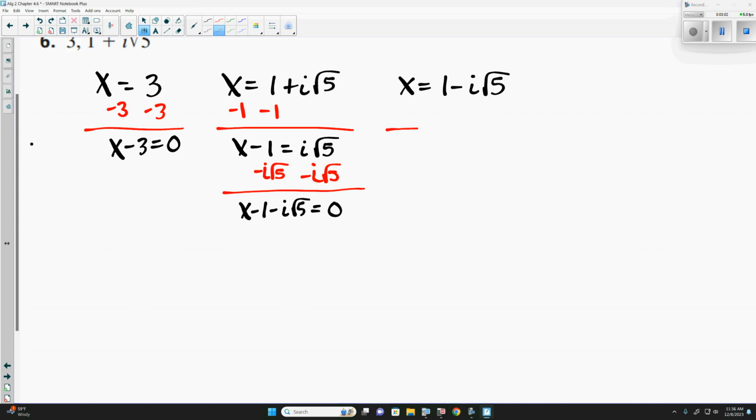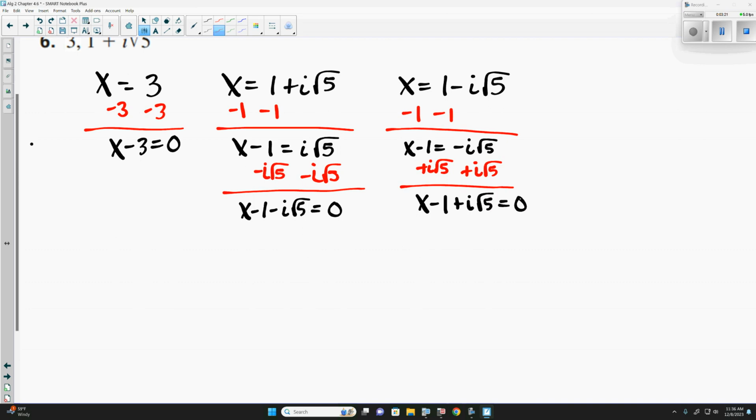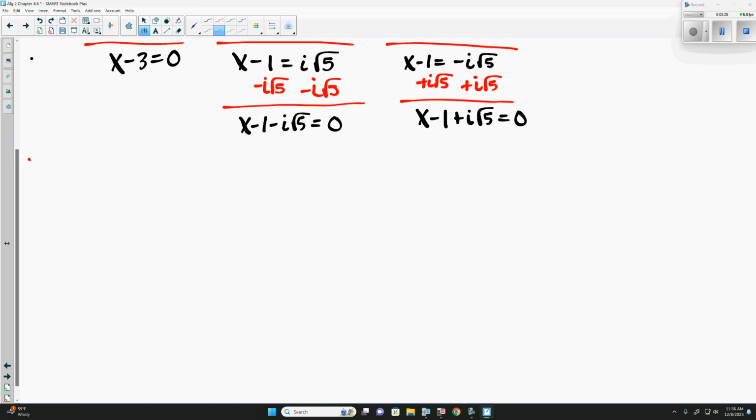And lastly, we'll do the same thing with the last one here, minus 1, telling us x minus 1 is equal to negative i square root of 5. Then we'll add i square root of 5 to both sides, telling us x minus 1 plus i square root of 5 is equal to 0. So the first thing we had to do for this one here is to get each of our solutions back into factored form, or in other words, get them equal to 0.